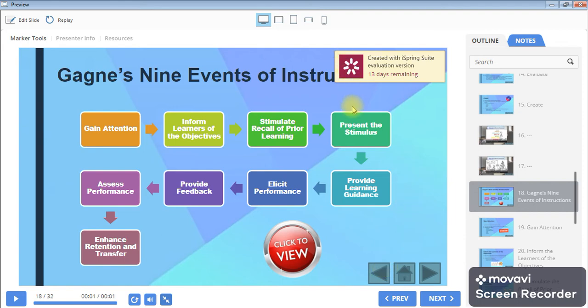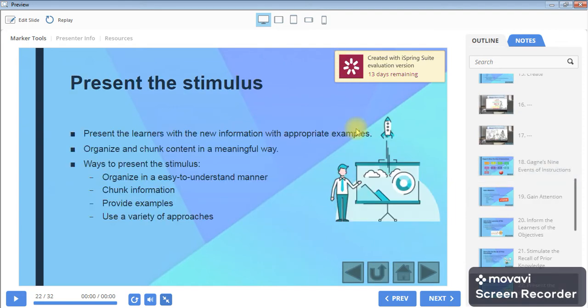The fourth event would be to present the stimulus itself. Here, learners are presented with the new information with appropriate examples. Organize and chunk content in a meaningful way is encouraged. So the ways to present the stimulus is by organizing it in an easy to understand manner, chunk information, provide examples, and use a variety of approaches. So all this would actually help the students when they are presented with the stimulus.